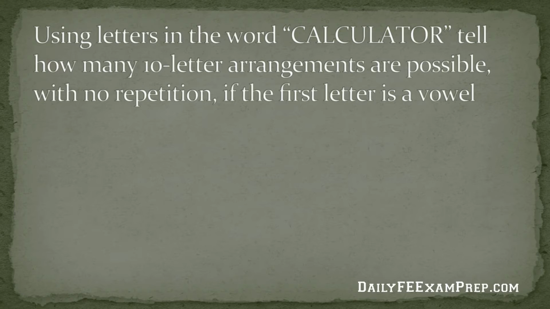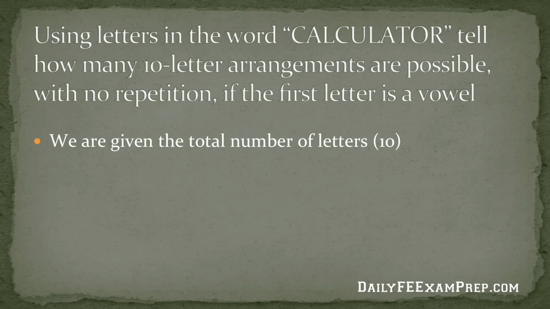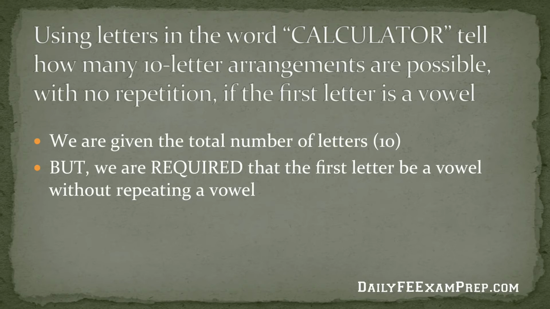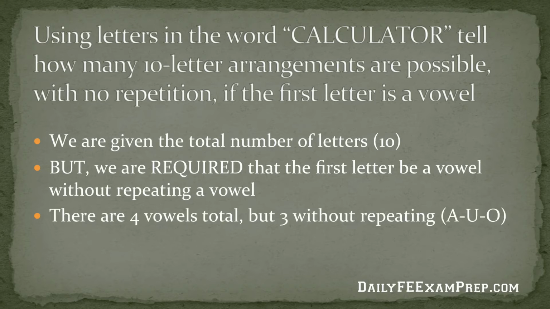So the problem today is, I'd say, a little bit more of an advanced problem, but we're going to go through it anyway. The example is: using the letters in the word calculator, tell how many 10-letter arrangements are possible with no repetition if the first letter is a vowel. Okay, so we're given the total number of letters in the word, which is 10, or you can just count by yourself. But we're required that the first letter be a vowel without repeating a vowel. So we have to count how many vowels are in there and take out any repeating values. There are actually 4 vowels total, but there are 3 if you count them without repeating. So there's A, U, and O. There are actually 2 A's in there, so there are 3 vowels that are not repeating.